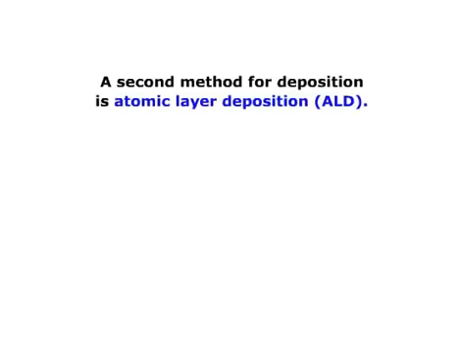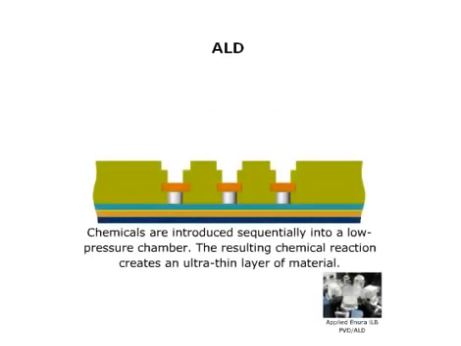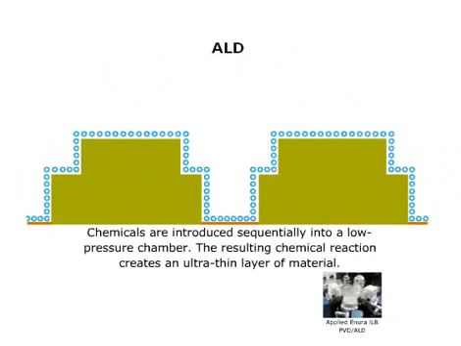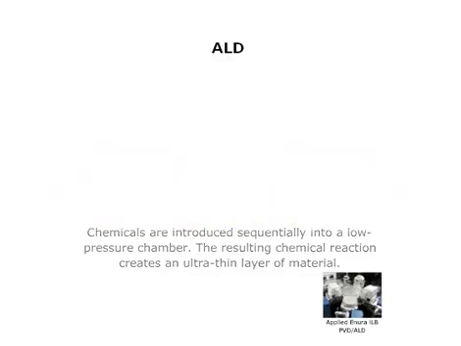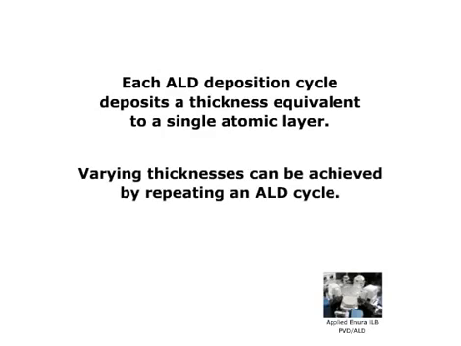A second method of depositing metal is atomic layer deposition, or ALD. ALD is a new emerging type of CVD, capable of forming extremely thin layers. In ALD, chemicals are introduced sequentially into a low-pressure chamber. The resulting chemical reaction creates an ultra-thin layer of material. Each such deposition cycle deposits a thickness equivalent to a single atomic layer. By repeating the number of cycles, the desired film thickness is achieved. Ultra-thin films can thus be deposited with precise control.